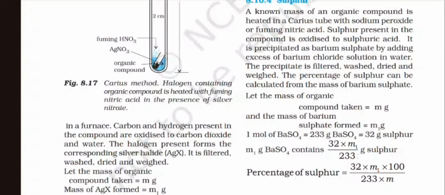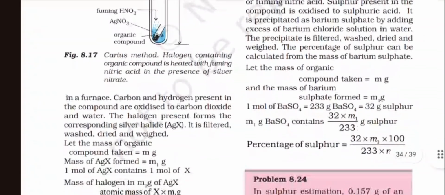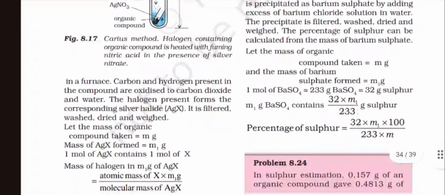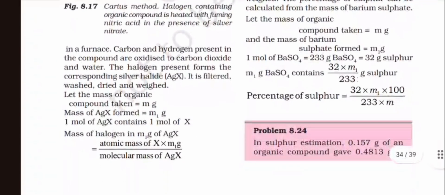Sulfur. A known mass of organic compound is heated in a Carius tube with sodium peroxide or fuming nitric acid. Sulfur present in the compound is oxidized to sulfuric acid. It is precipitated as barium sulfate by adding barium chloride solution in water. The precipitate is filtered, dried and weighed. The percentage of sulfur can be calculated from the mass of barium sulfate.